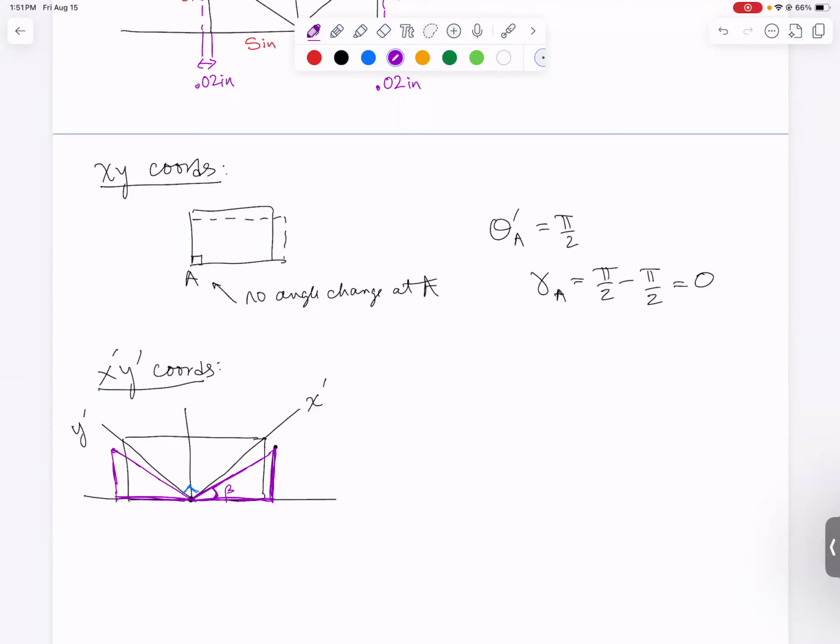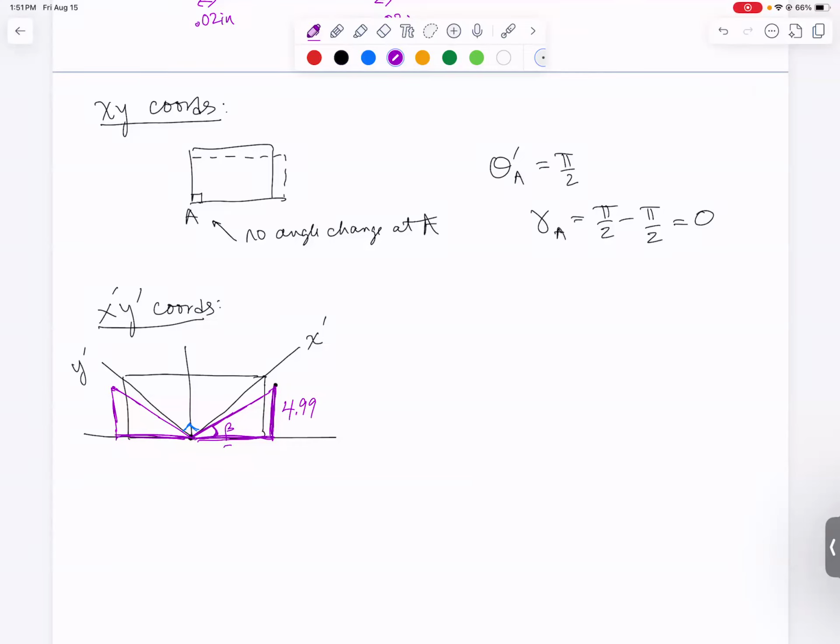It looks like the bottom edge of the triangle, it was 5 inches before deformation. Now it's 5.02. And this side of the triangle was 5 inches before deformation. Now it's 4.99. So let me write those down. This side is 4.99. This side is 5.02. So the tangent of beta is the opposite, 4.99, over the adjacent, 5.02.